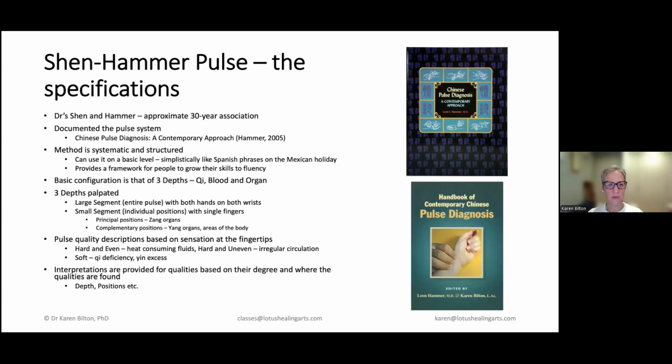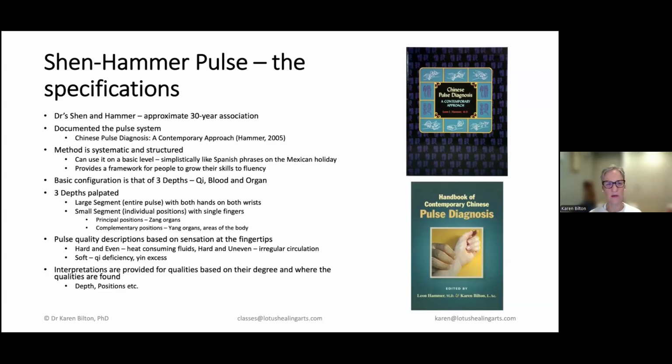Now, the method is really systematic and structured. That was what actually drew me to the system. I studied with Jeffrey Yuan. I studied with several people in New York at the time who were there. And this really presented pulse diagnosis to me in a really structured way, because I could say to Dr. Hammer or the people who were teaching for him at that time, why did you prescribe that formula?